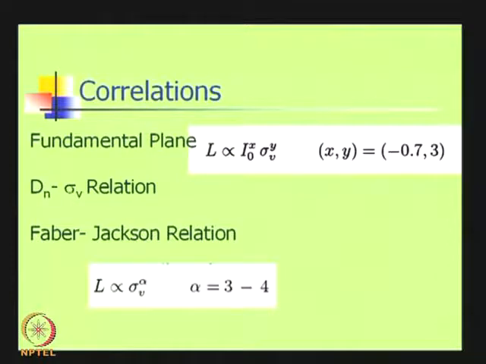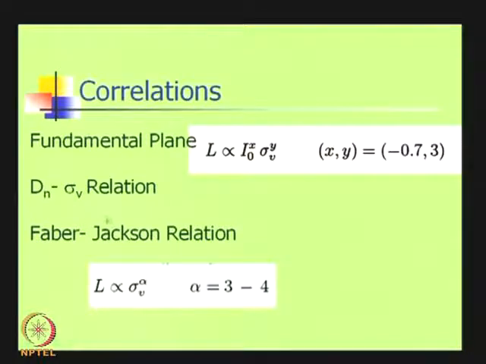So, this is a plane in a 3-dimensional space which has luminosity, central specific intensity, and sigma v as the axes. It is called the fundamental plane relation. So, the galaxies lie in a plane in this space of luminosity, central specific intensity, and sigma v. So, in principle, if you can measure the value of this central specific intensity and the velocity dispersion at the center, you can determine the luminosity, because galaxies all lie on a particular plane in this space of these three parameters. Okay, so this is one possible thing that you could use.